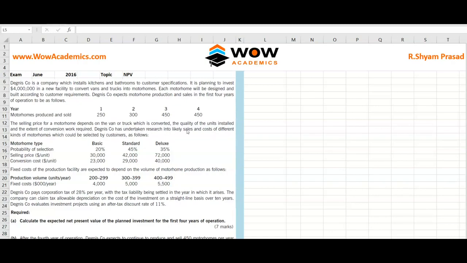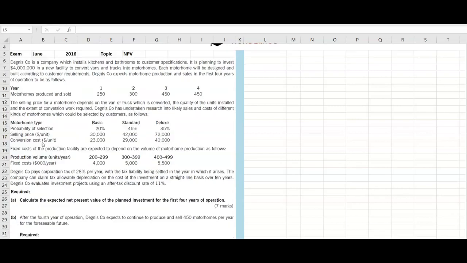Degnis has undertaken research into the likely sales and costs of different kinds of motorhomes which could be selected by customers, as follows. So they are not sure about which product will be selected by the customer. There are three types of models that the company has: basic, standard, and deluxe. And this is what the probability of sales will be: 20%, 45%, and 35%. And the selling price per unit is given here. The conversion cost, which should be the variable cost because it is a conversion cost per unit. If it is per unit, it is a variable cost. So that is also given.